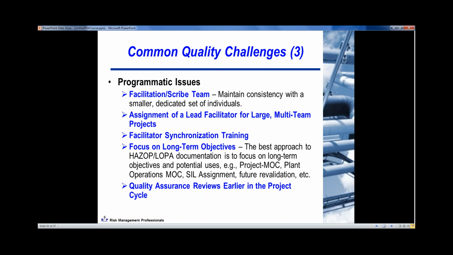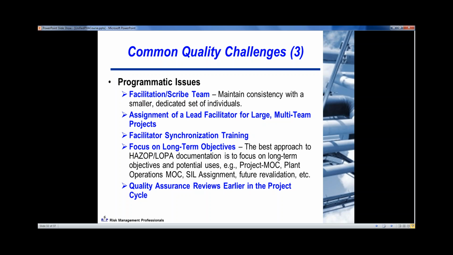That lead may also provide synchronization training. We're not talking about a 3-week course here, but to get together for a couple hours and just make sure that they're all synchronized with respect to best practices and what to do there. Focusing on long-term objectives. I've mentioned about saving time and using the product later.